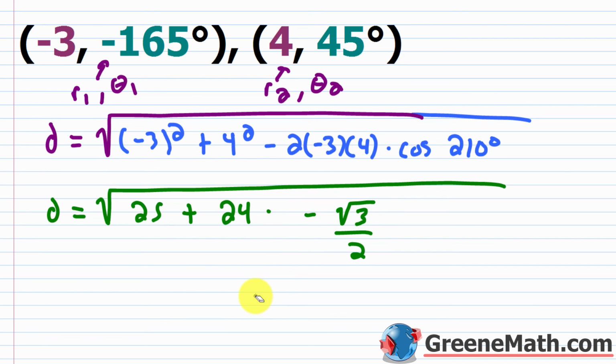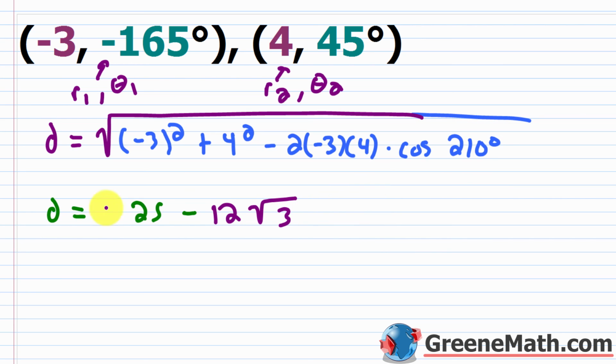If you multiply these together, this would cancel with this and give me a 12, and it's going to be negative. So I might as well just write minus, and I'll say 12 times the square root of 3. Now, you can approximate this if you want. If you want an exact answer, this is going to be it.